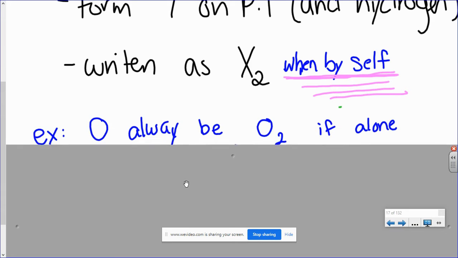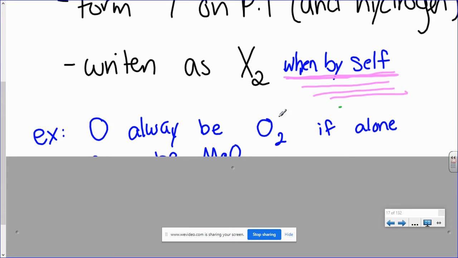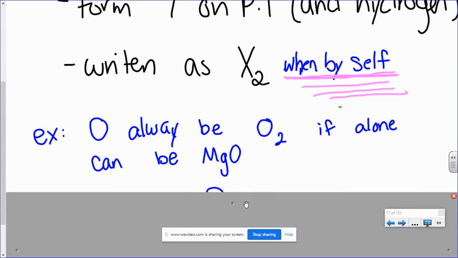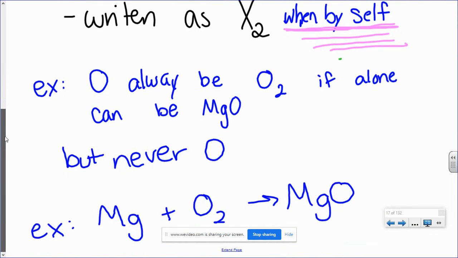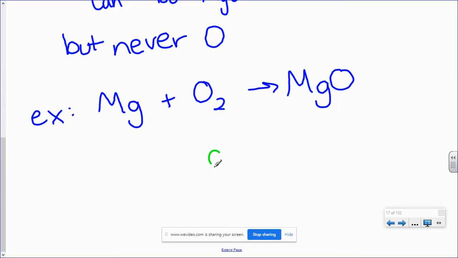Okay? So O will always be written as O2 if it is alone, but it could just be MgO without that subscript when it's in a compound. It's never going to be a single O. So looking at it, when the O is by itself, it has a subscript. When it's with a compound, you check for swapping and dropping. Again, this O, if we look, has 6 valence electrons.